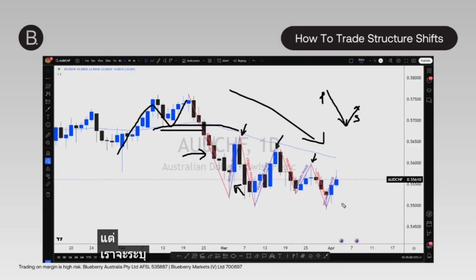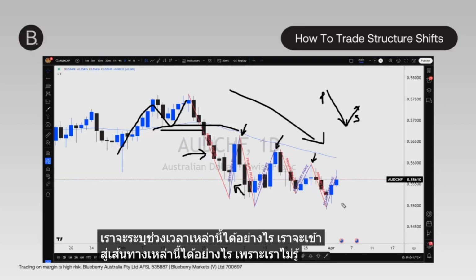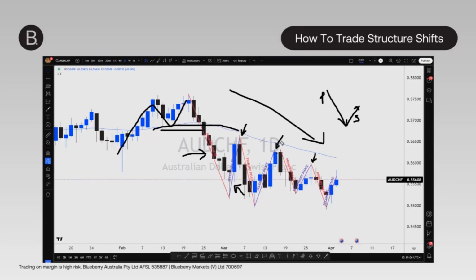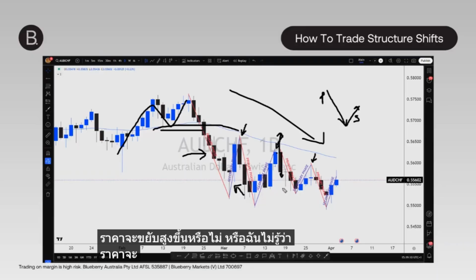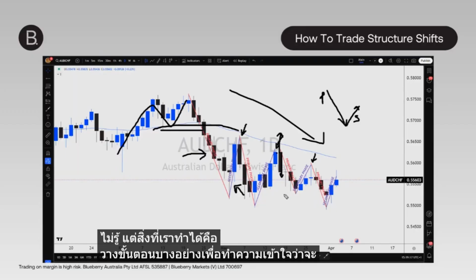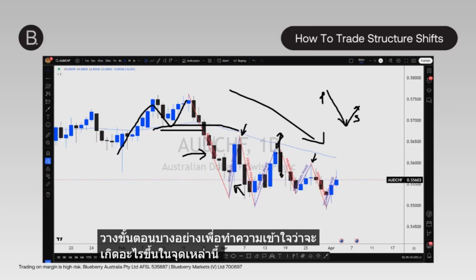But how do we spot these moments? How do we get into these trades? Because we don't know on this daily close here. I don't know if price is going to move higher, or I don't know if price is going to move lower. I just don't know. But what we can do is put some steps in place to understand what happens at these points.